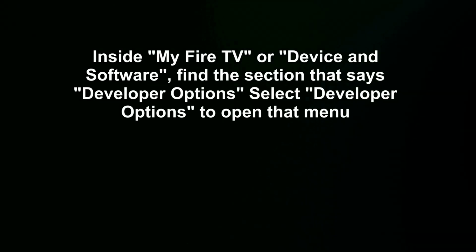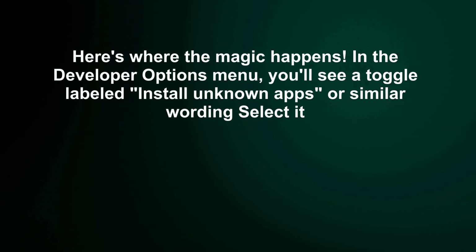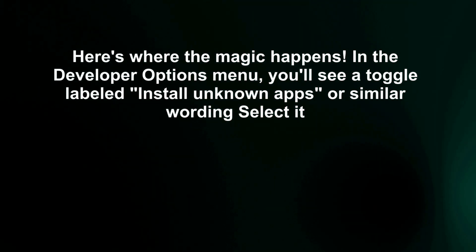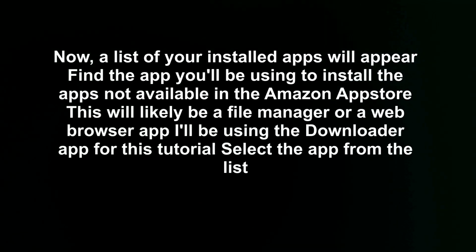Select Developer Options to open that menu. Here's where the magic happens. In the Developer Options menu, you'll see a toggle labeled Install Unknown Apps or similar wording. Select it. Now, a list of your installed apps will appear.